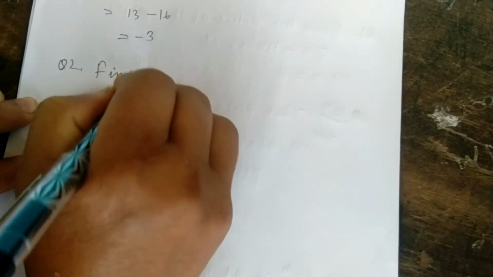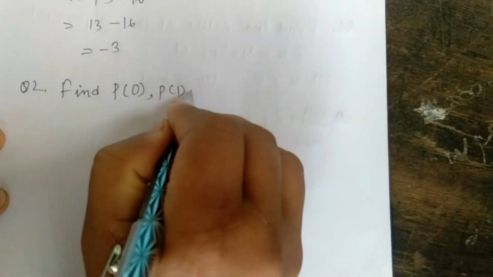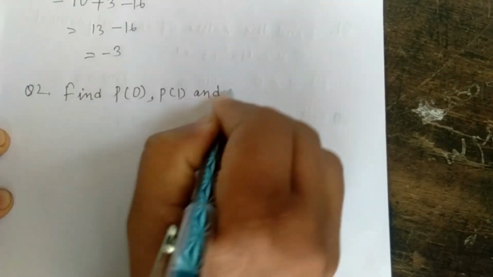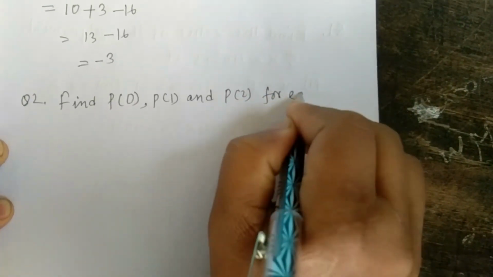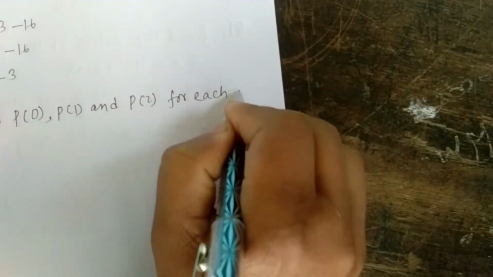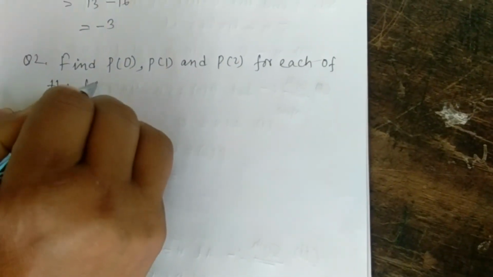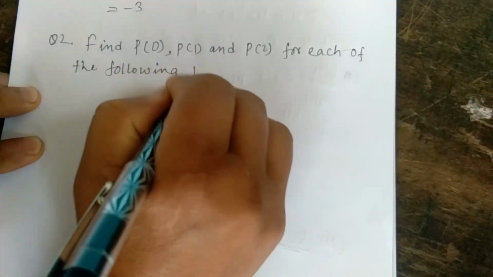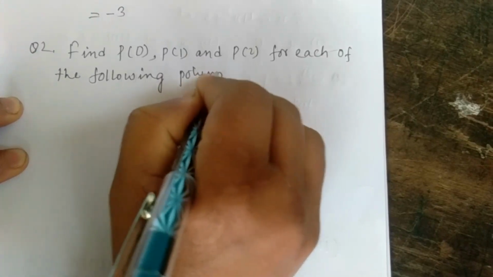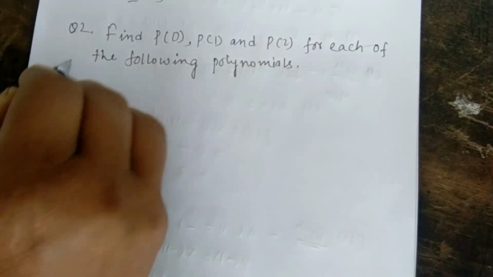Question 2. Find p(0), p(1) and p(2) for each of the following polynomials.